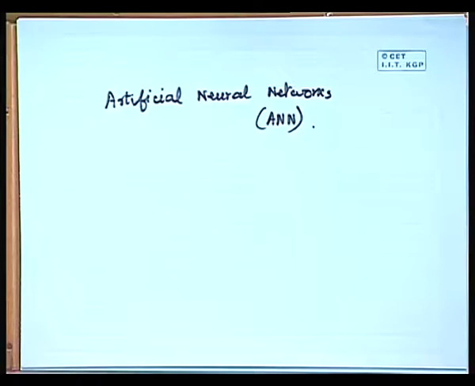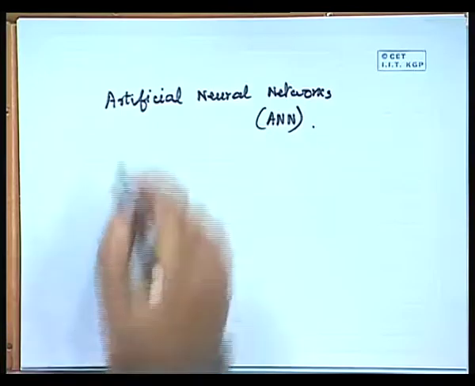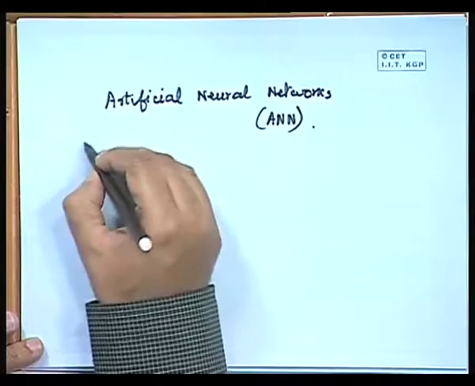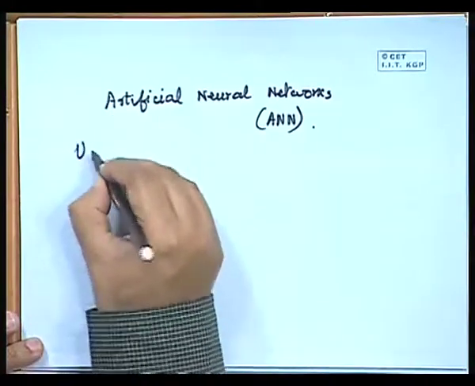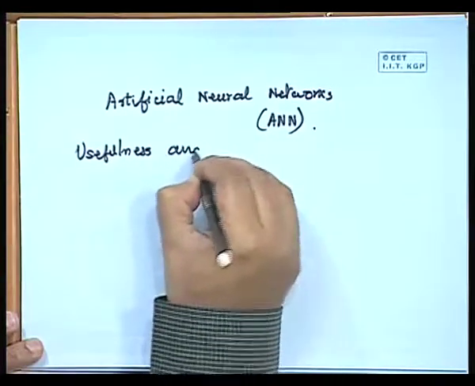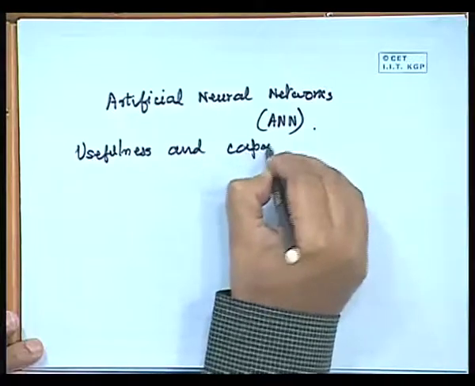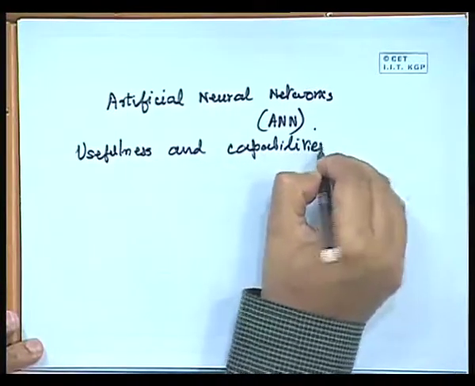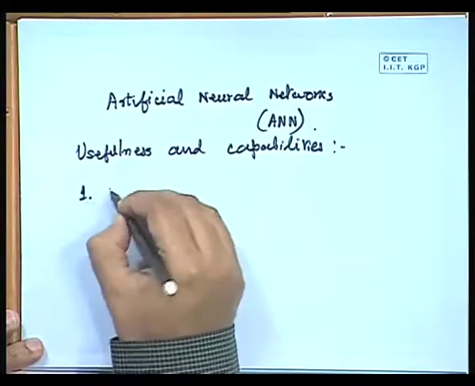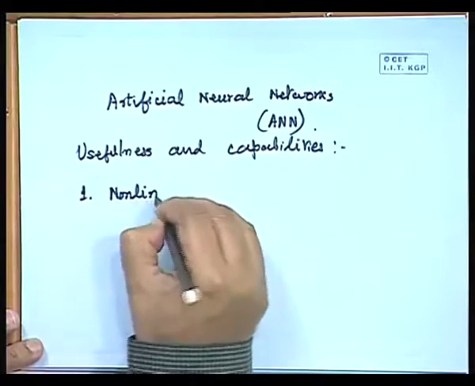Firstly, let us understand why at all we are going in for artificial neural networks. What are the advantages that it is going to offer to us? So let us list out its usefulness and some capabilities. Number one, it exploits non-linearity.